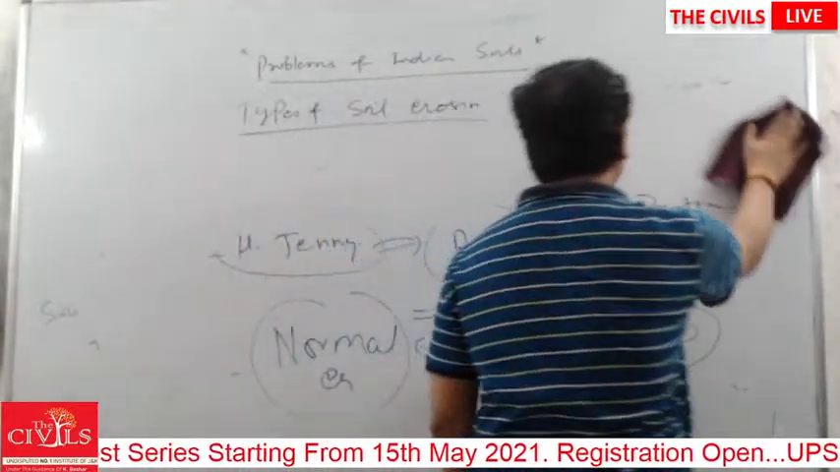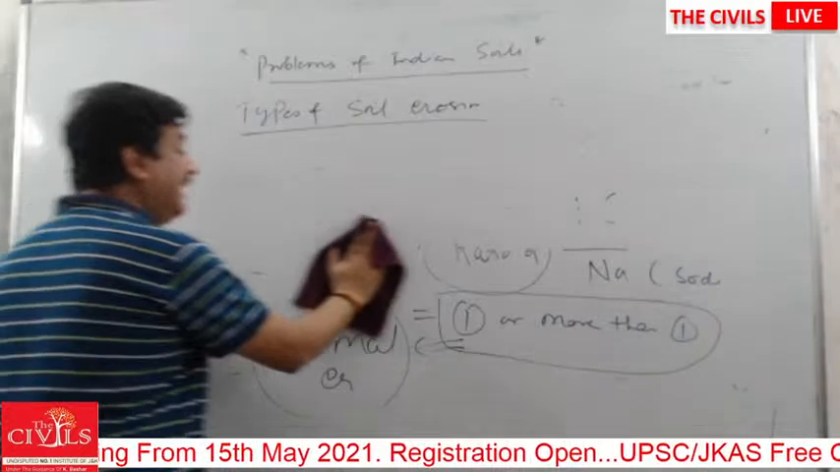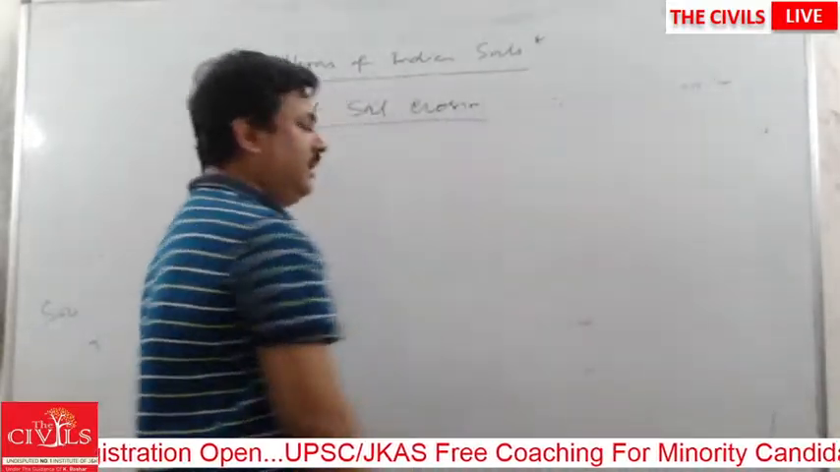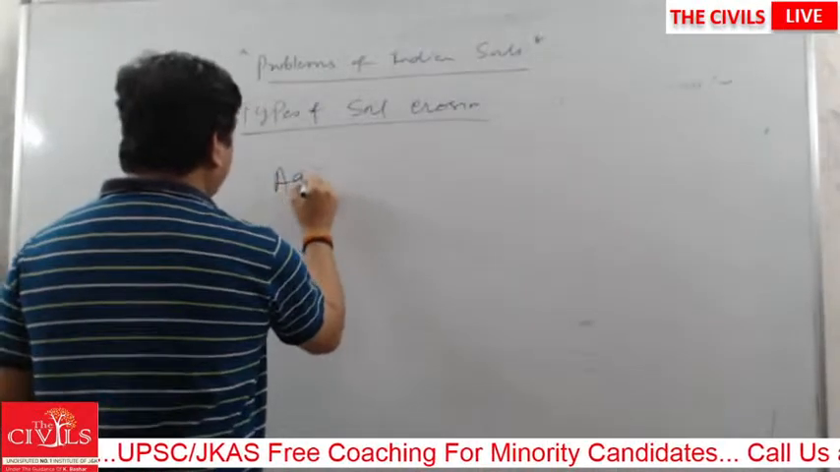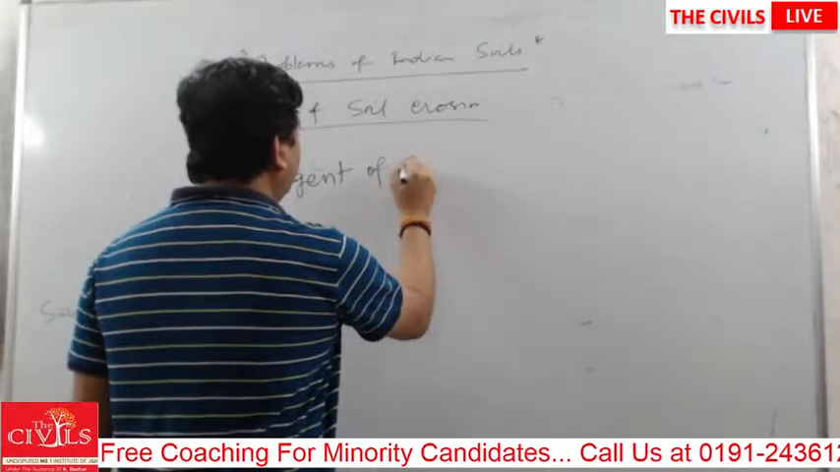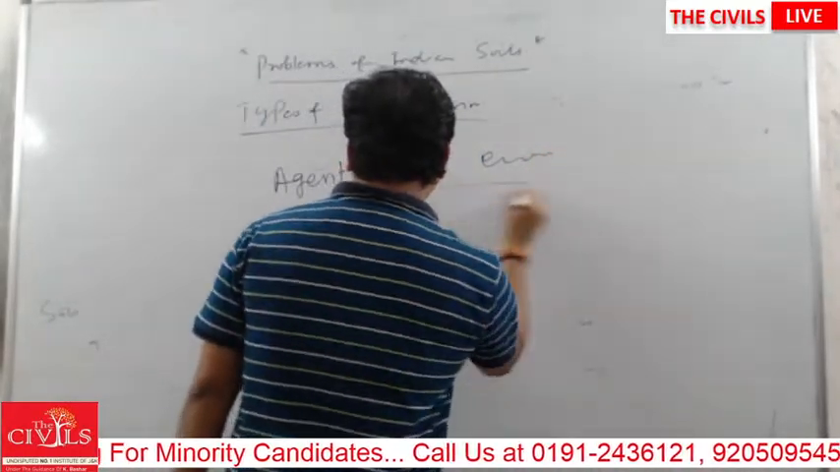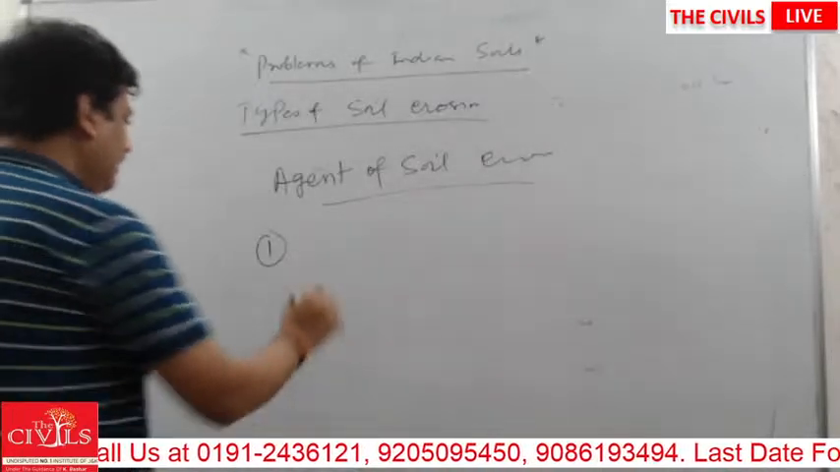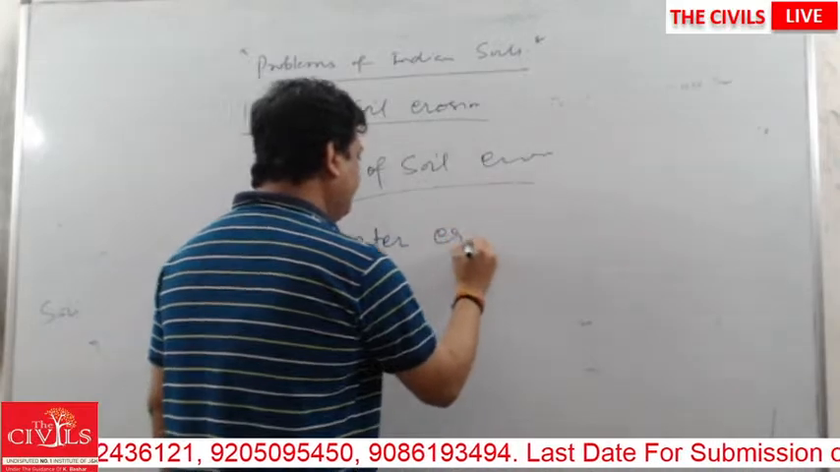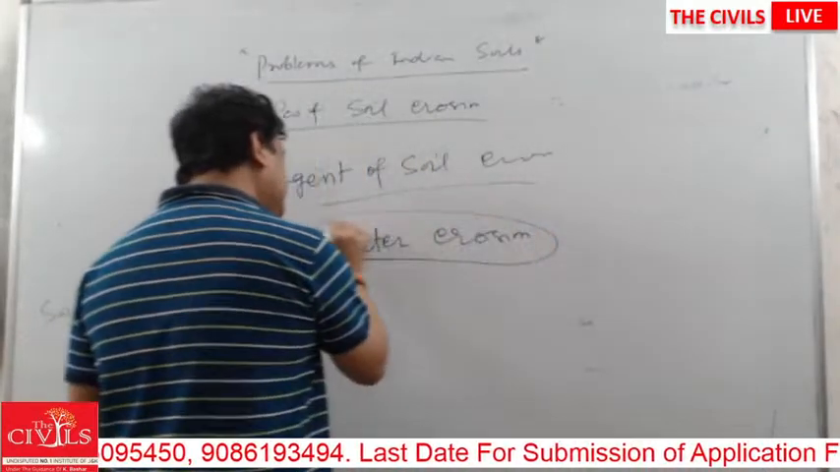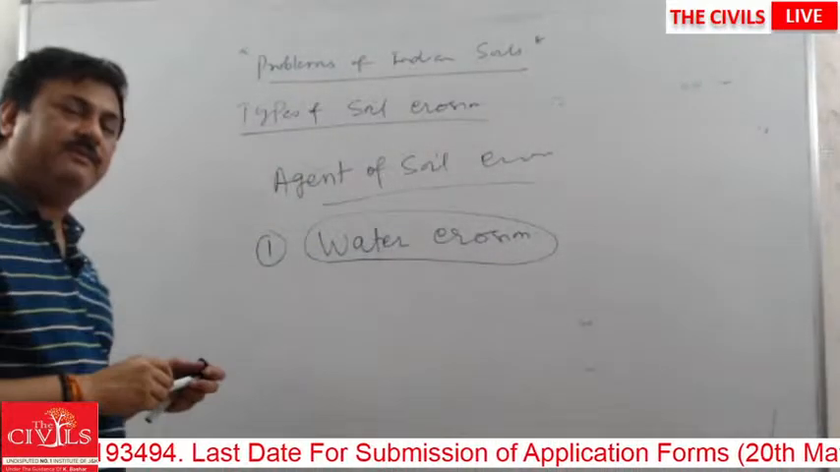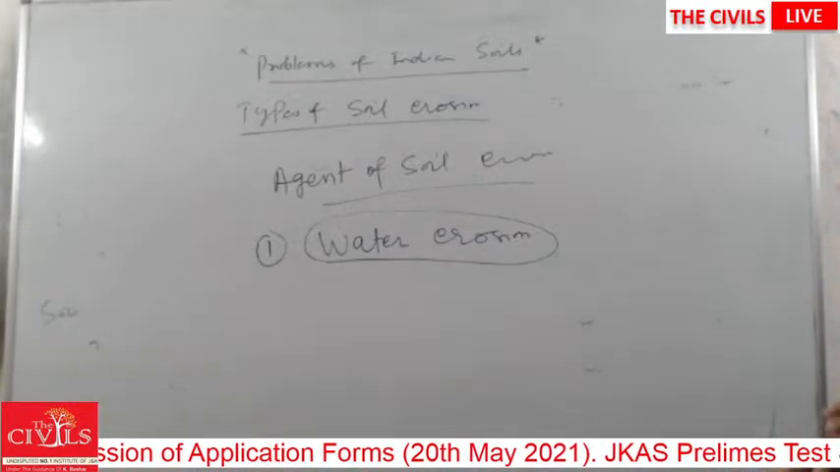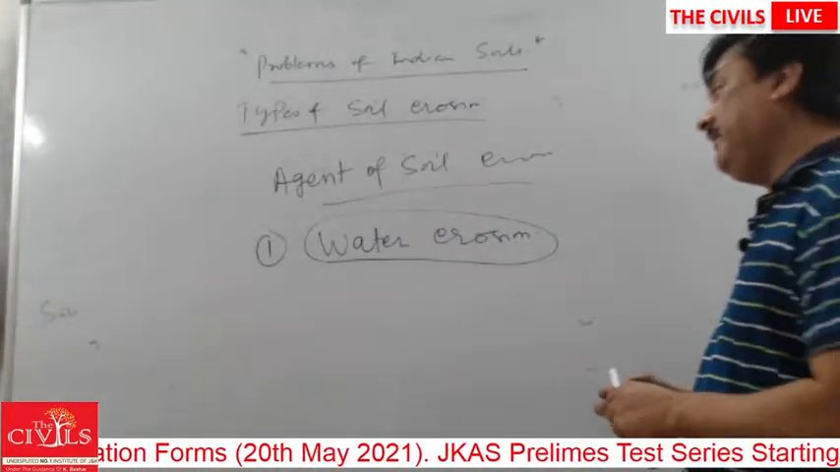Now the second is the type of soil erosion on the basis of agents of soil erosion. The first is water erosion. Water erosion means when the topmost soil is removed by running water. Water erosion is of many types, which is very important.